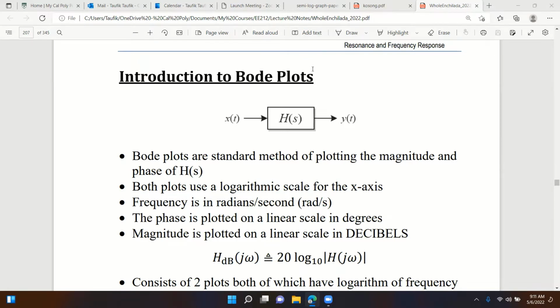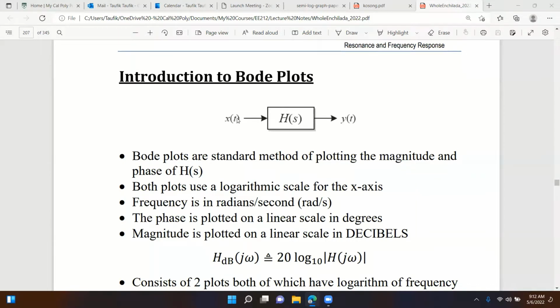Bode plots are not the only way to do it. In the follow-up control systems class, you learn different ways of plotting frequency response. But again, the most common way used by engineers these days is Bode plots for frequency response analysis, right? So here is the block diagram of our system.